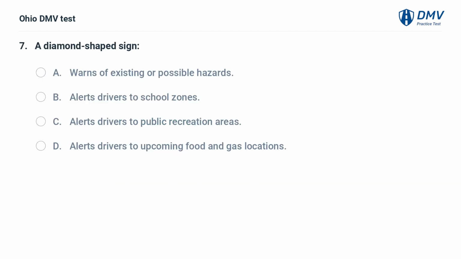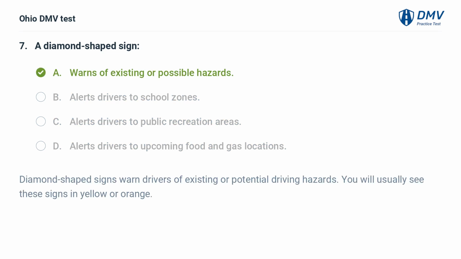A diamond-shaped sign. A. Warns of existing or possible hazards. B. Alerts drivers to school zones. C. Alerts drivers to public recreation areas. D. Alerts drivers to upcoming food and gas locations.